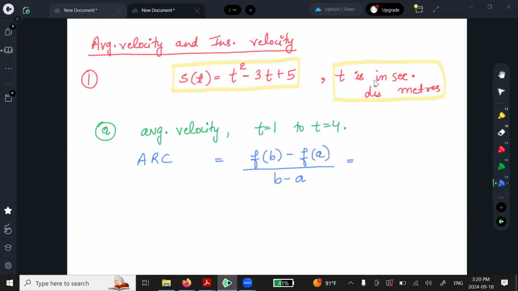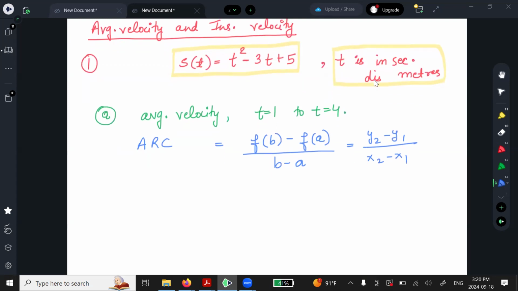Or some people might like to call it y2 minus y1 over x2 minus x1. Remember now? And what are the 2 points? 1 and 4. And what are the y values? Plug them in the question. Can you solve it from now? How many want me to solve it?